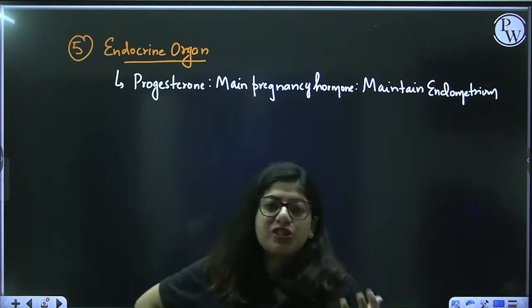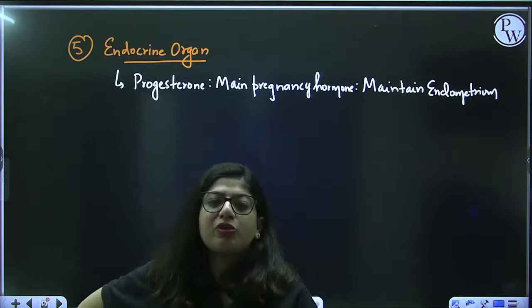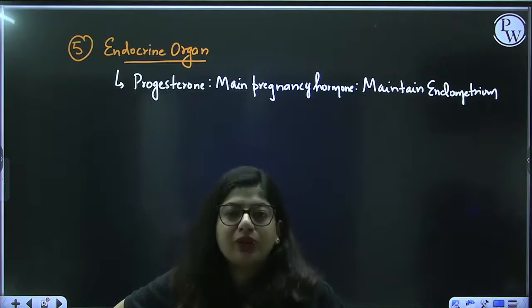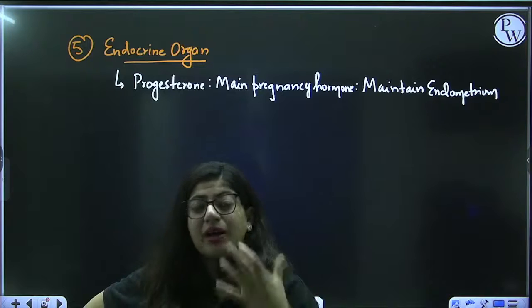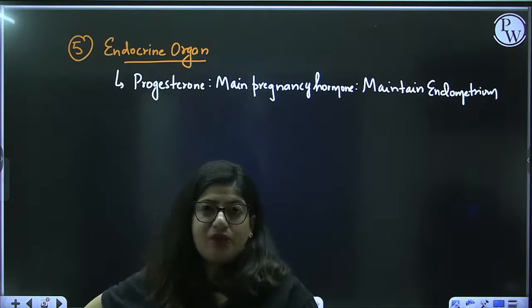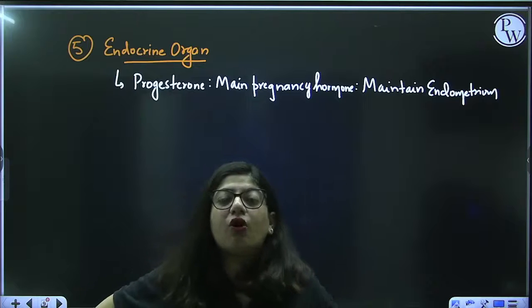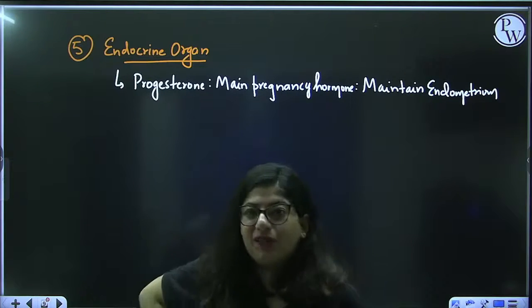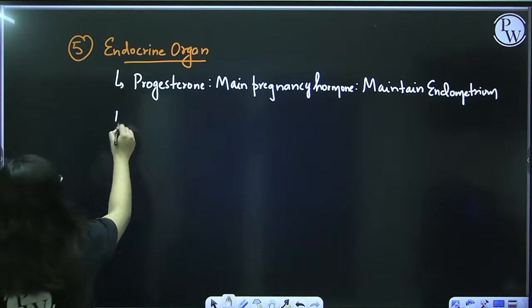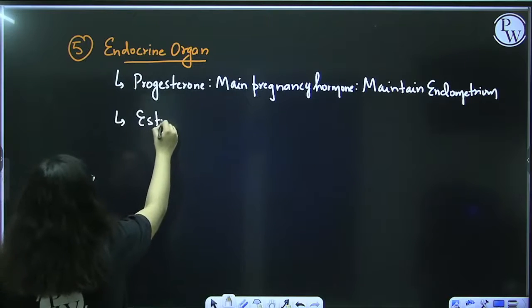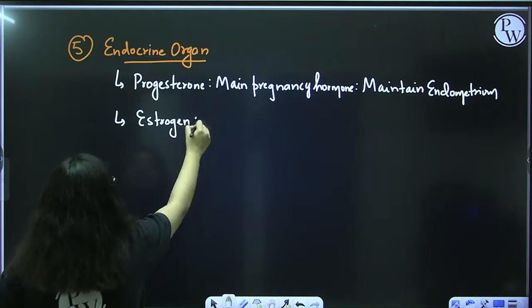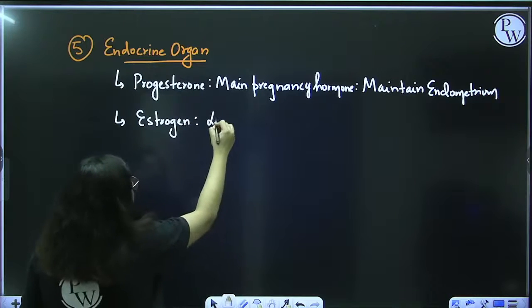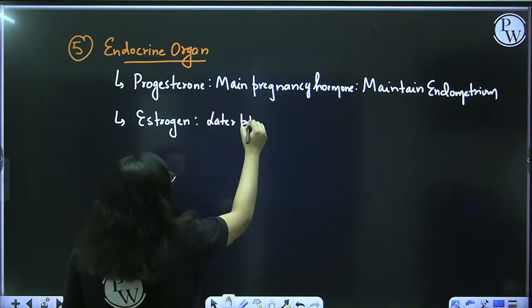So, the source of progesterone is basically the corpus luteum, the ovary, right. But after the placenta is formed, it will also keep on producing progesterone, and the pressure on the corpus luteum will decrease, and it will also keep on maintaining itself. Now, in the later phases of pregnancy, you will also get estrogen in the female's body, but in a high amount.